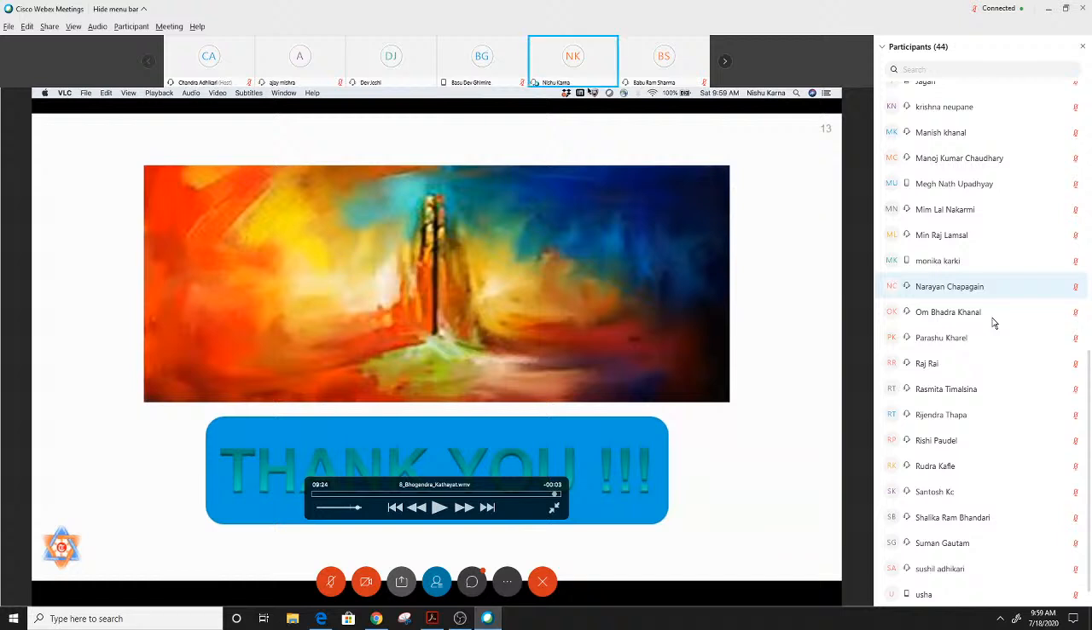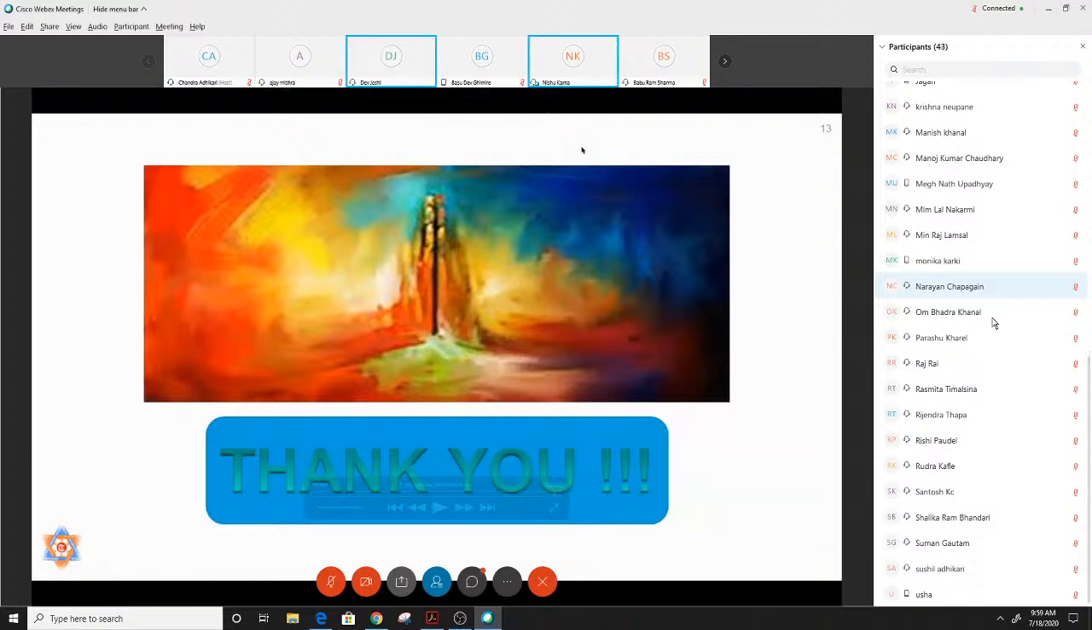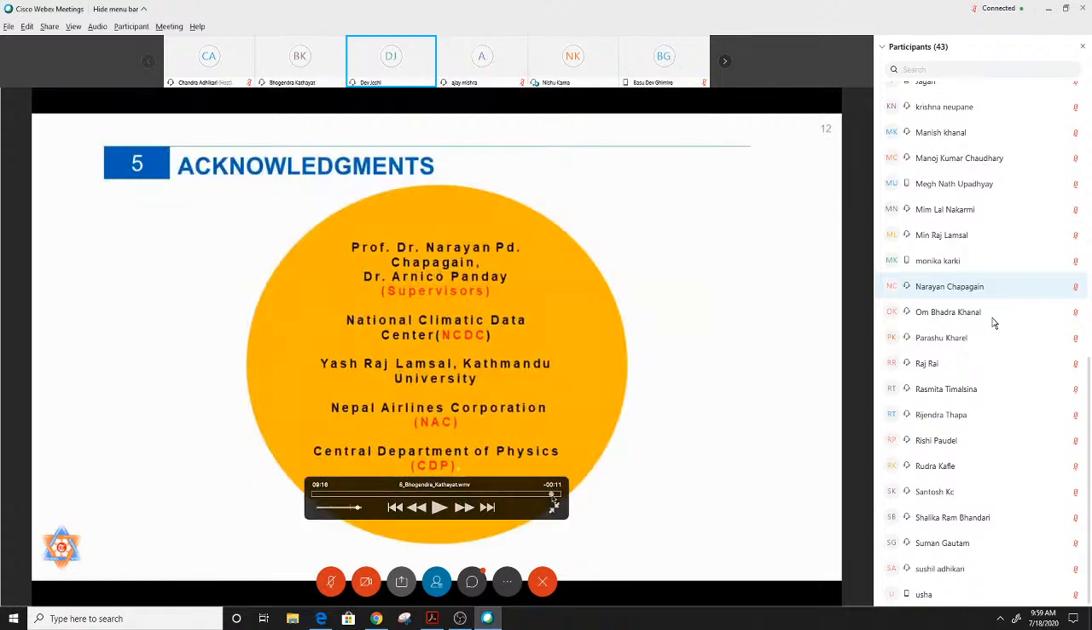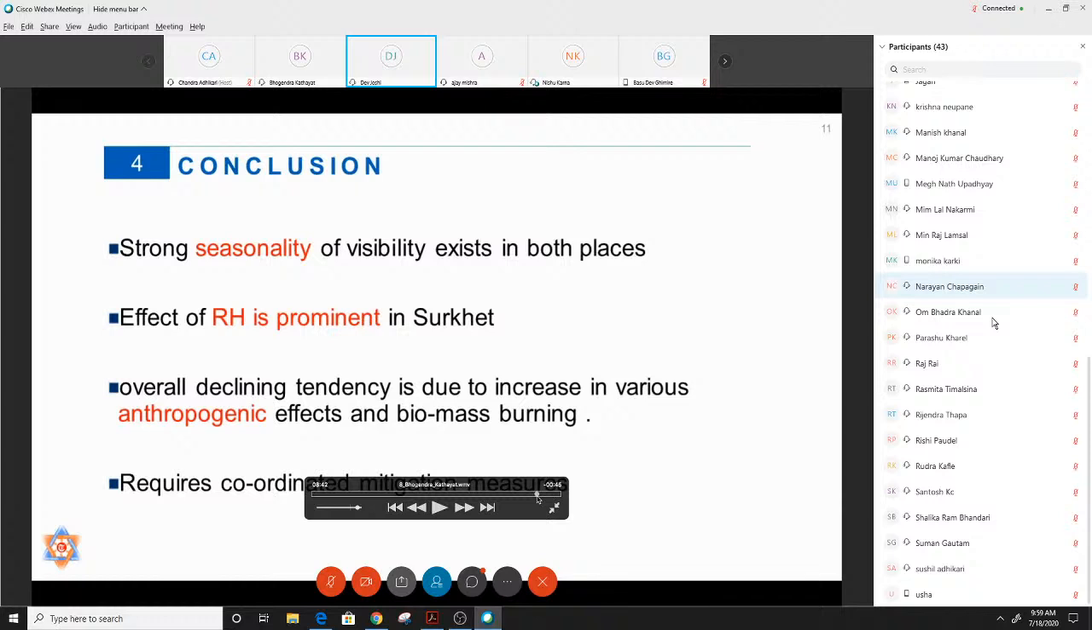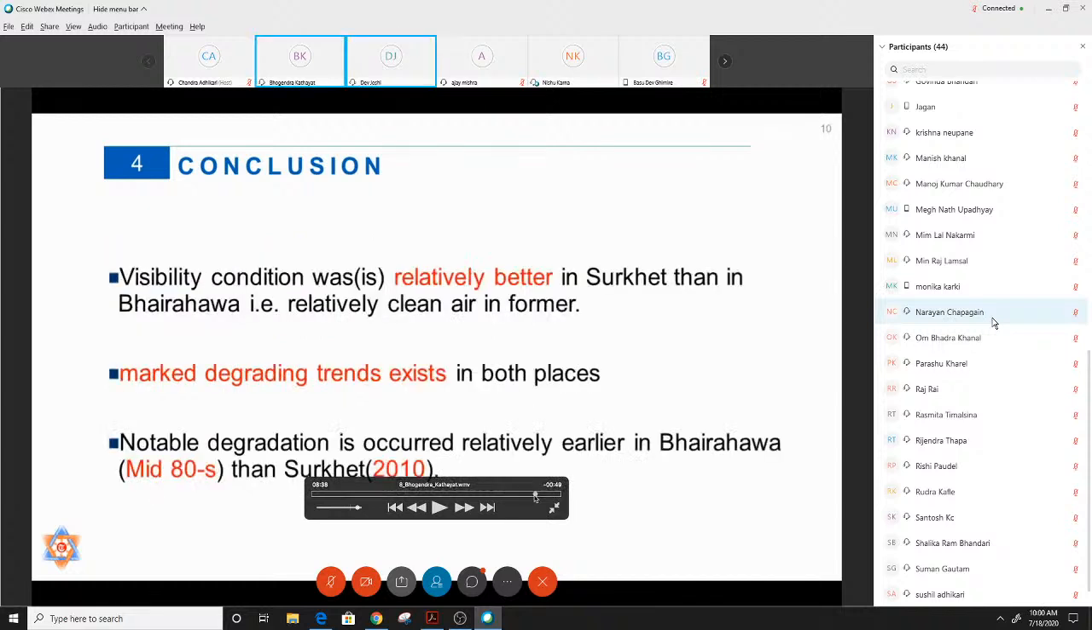Can we go to the conclusion slide? Sure, sir. First conclusion slide. This one? Yes. So the first conclusion is strong seasonality. No, I think there was one before this, right? Yes, one before this. Yes. Okay, the first one, visibility condition is relatively better in Surkhet than in Bhairava. But may I request the science? Will you please explain the science behind this conclusion?